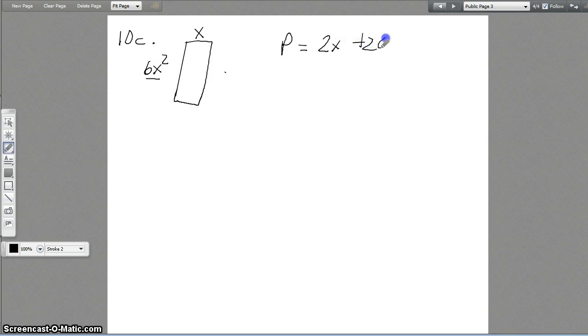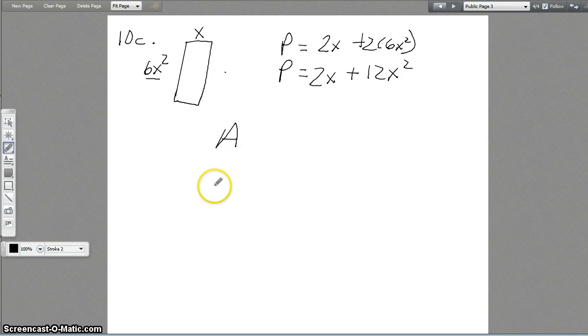So we have 2 times 6x squared. Now we can't add our x to our 6x squared, but we can still simplify this. Our perimeter is 2x plus 12x squared. And that's as far as we can take the perimeter because we can't add our x term to our x squared term because we don't know what x is. Okay, so now let's get our area.